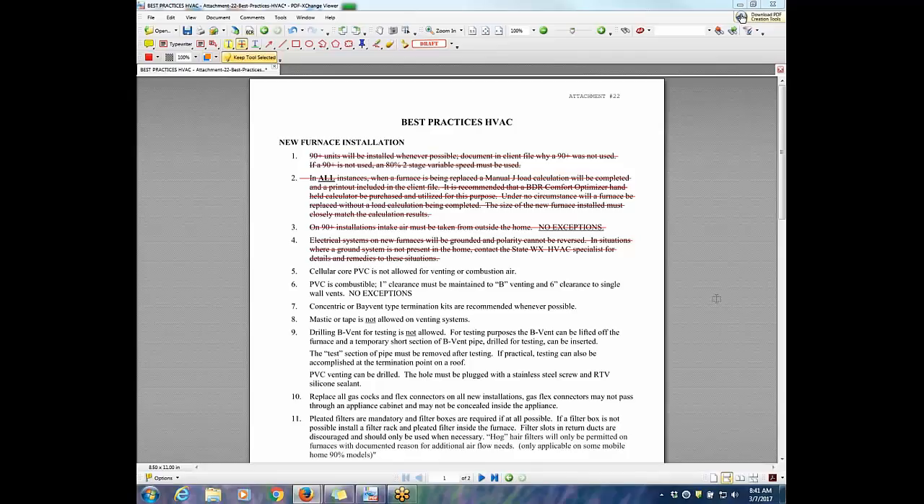Okay, moving on. PVC is combustible. You guys all know that, right? Yes. Okay. Temperature limit of PVC is 140 degrees.